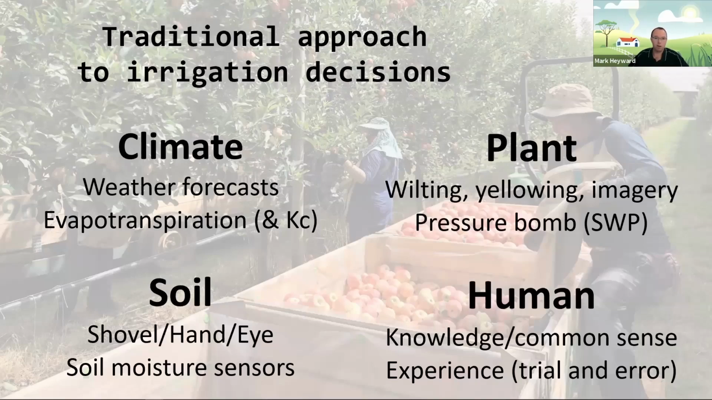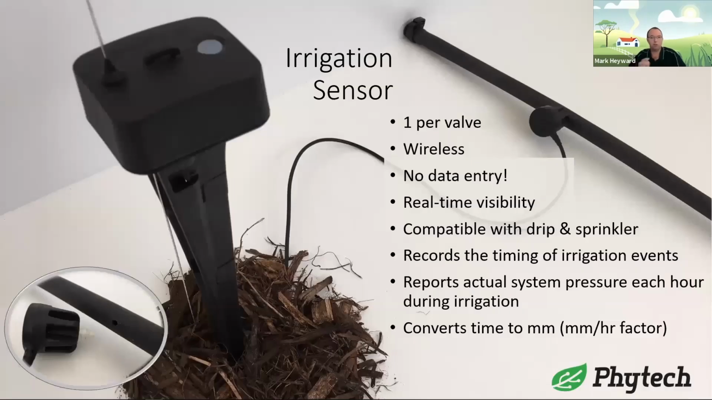So at Phytech, the first part of the service is irrigation monitoring. And to monitor the irrigation, we use an automated irrigation sensor. This is a pressure transducer that gets installed in the orchard, in the block, into the drip line or sprinkler line. Any pressurized irrigation system it can be fitted to, at a resolution of one per valve. It's a wireless sensor. It has batteries. It doesn't need to plug into mains power or to a solar panel.